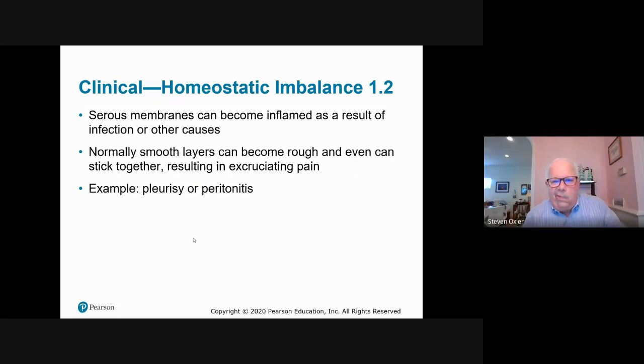If you have an inflammation of your abdominal peritoneum, you have what is called peritonitis. The most common cause of peritonitis is appendicitis. When your appendix ruptures, you get peritonitis because now you have an inflamed peritoneal membrane, and it's pretty severe pain.